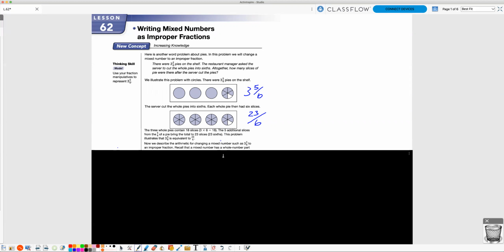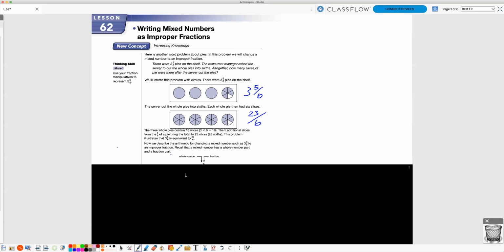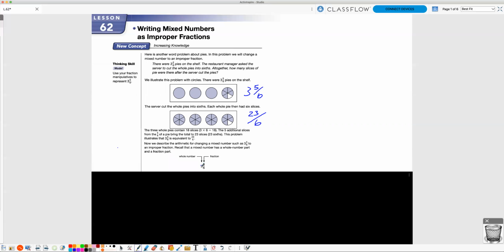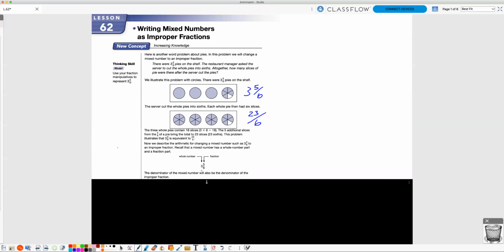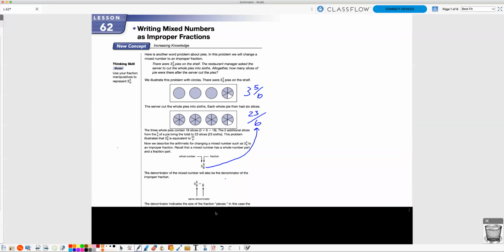So now we describe the arithmetic for changing a mixed number such as 3 5/6 to an improper fraction. Recall that a mixed number has a whole number part and a fraction part. So when you have your whole number, you have your 3 there, and you have your fraction. That's a mixed number. The denominator of the mixed number will also be the denominator of the improper fraction. You can see here, this 6 ended up being the denominator here as well.